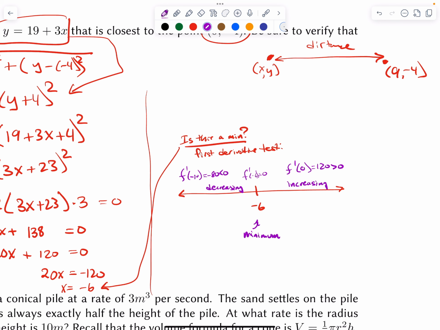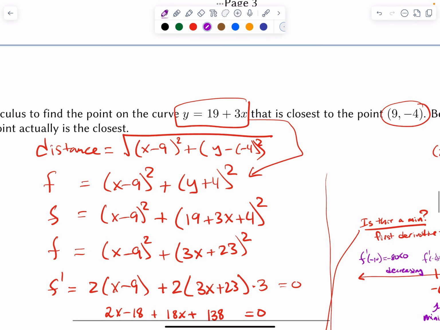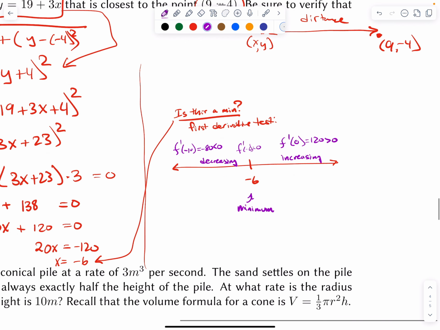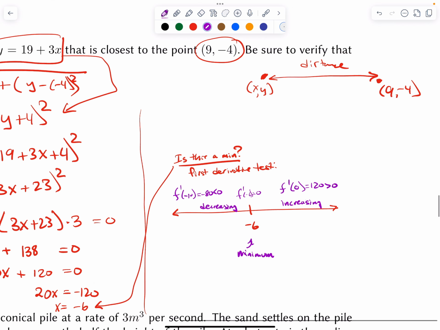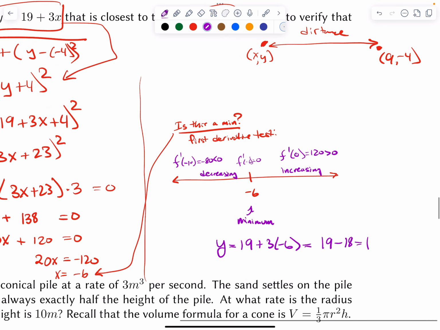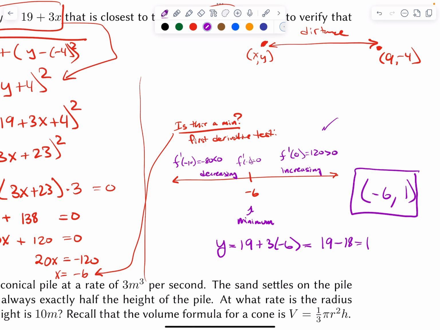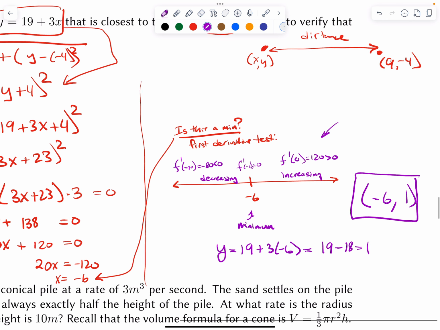But we're not done because we want the point. And so a point is going to be an x and a y. So to find the y, let's just plug that negative 6 into this. 19 plus 3 times negative 6, which is equal to 19 minus 18, which is 1. And so the final answer is (negative 6, 1). You need both of those along with this justification in order to get this thing right.